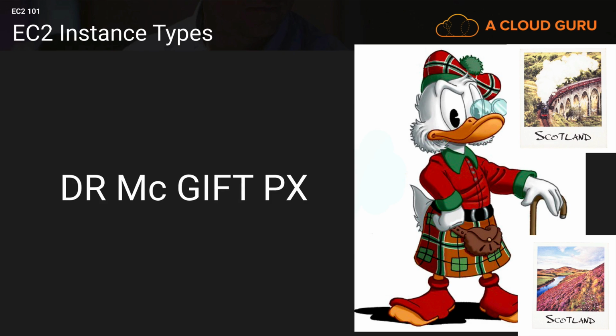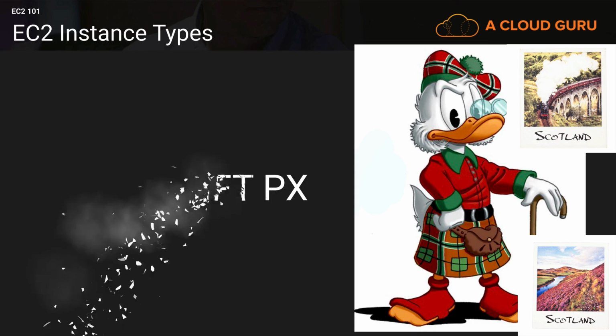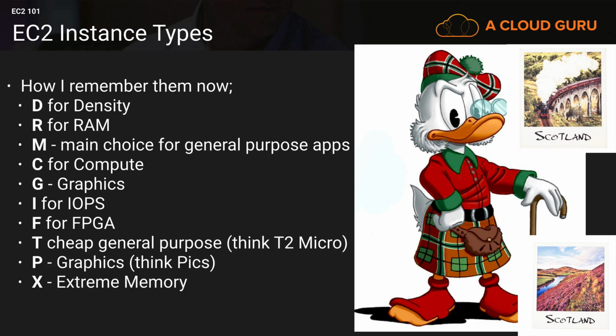So see if you can remember now what these individual letters actually stand for. Go ahead and pause the video. And once you're done, let's go ahead and have a look. So D is for density. R is for RAM. M is the main choice for general purpose apps. So this is where you want performance on your application tier. So if you don't know what your application is going to be doing, and you just want a general purpose virtual machine, you're going to use M.